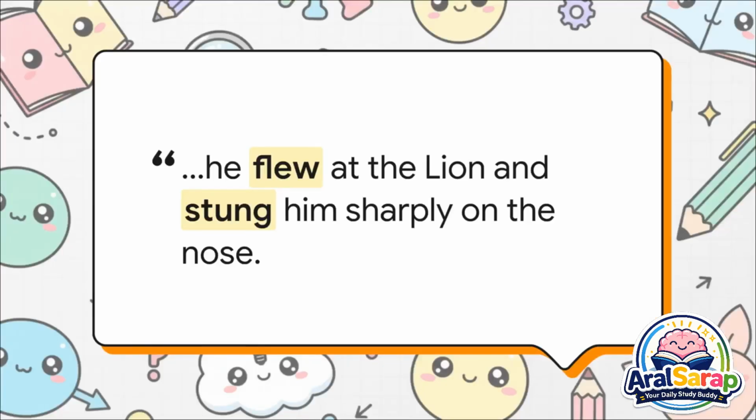Let's pull another piece of evidence from the story to see this in motion. The text reads, "He flew at the lion and stung him sharply on the nose." Look really closely at the words being used here. The verbs flew and stung are the direct, active evidence of exactly what the gnat is doing. He isn't just talking a big game from a safe distance, he is physically launching an attack against a massive beast. That action tells us absolute volumes about his fearless nature.